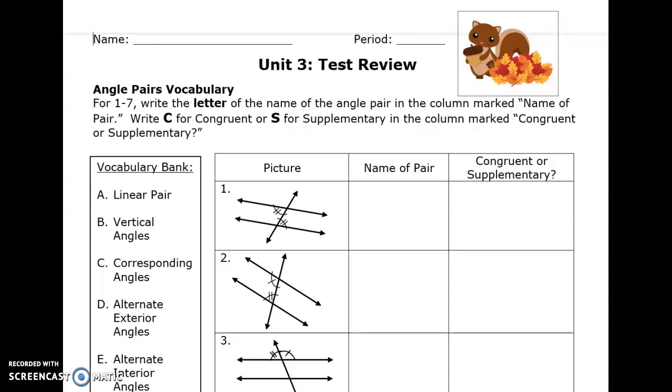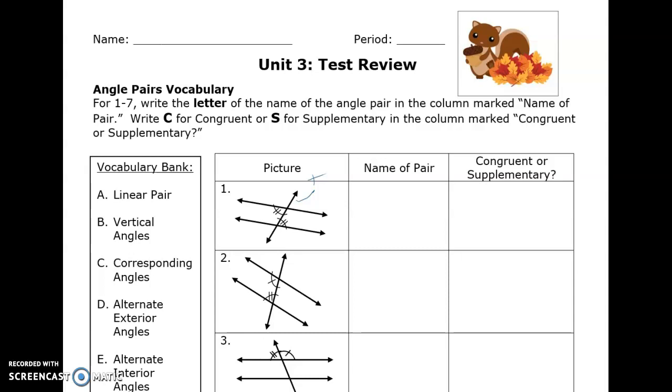Unit 3 exam review. In Unit 3 we talked a lot about pairs of angles, pairs formed by a transversal. For example, in the picture here we have a transversal, it's that one. That's our transversal T. And it forms 8 angles, and some of those angles have named pairs.